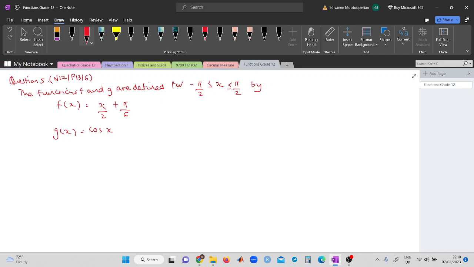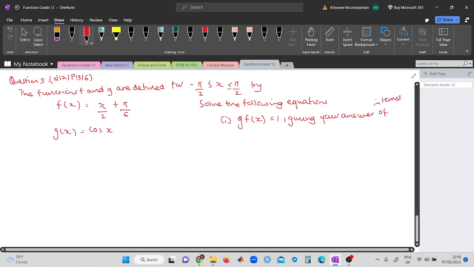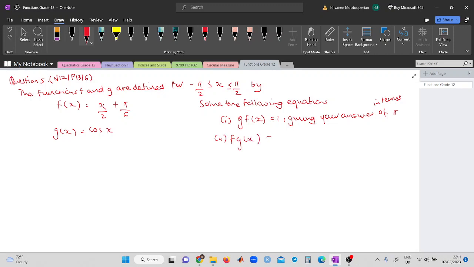So, ma question là ici. Il dit solve the following equation for the same range. Donc, il vous dit g of f of x equals to 1, and giving your answer in terms of pi. Deuxième, inverse equals to 1 then, giving the answer to 2dp.